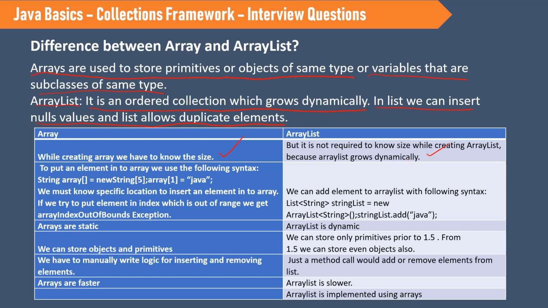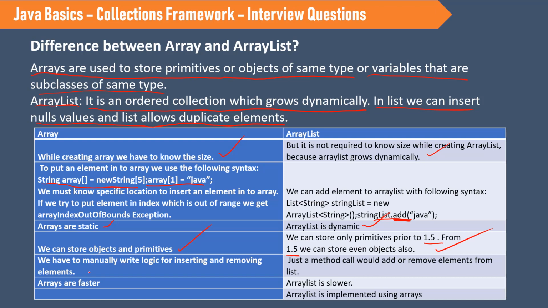To put an element into an array, we use the following, like String array equal to new String of 5, array 1 of Java. But in array list, we use the add method. So that is one difference. And arrays are static, array list is dynamic. We can store objects and primitives in arrays, and in array list we can store only primitives prior to 1.5. From 1.5 we can store even objects also.